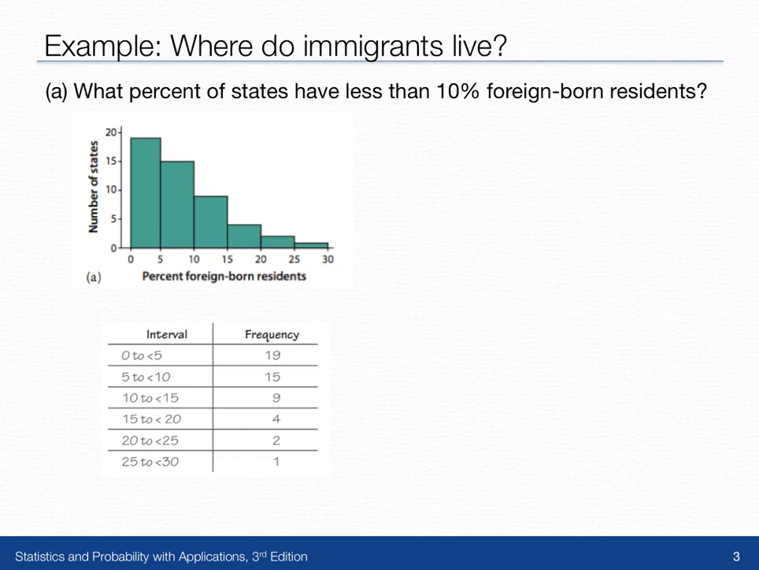For Part A, what percent of states have less than 10% foreign-born residents, we'll want to refer to the frequency table in a previous example. In this table, we can see that the intervals are grouped in categories of 5, from 0 to just under 5, 5 to 10, 10 to 15, and so on. Because we're looking for the percent of states that have less than 10% foreign-born residents, we'll look at the two intervals that cover 0 to 5 and 5 to 10.